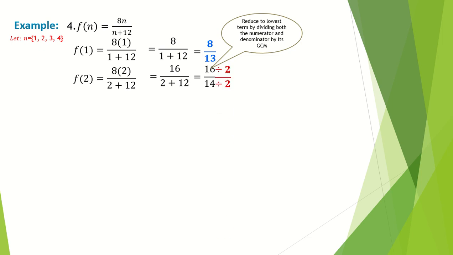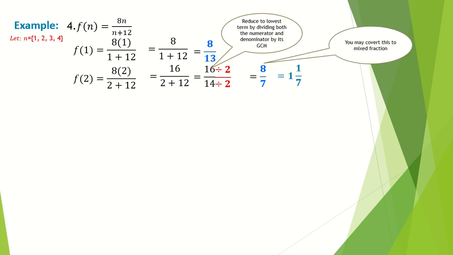And the greatest common factor or greatest common monomial is 2. So it will give you 8 over 7. 8 over 7 is an improper fraction, and you can convert it to mixed form. And that is 1 and 1 over 7.